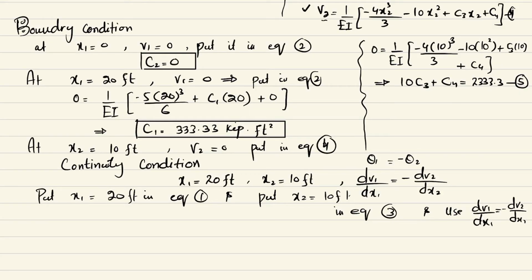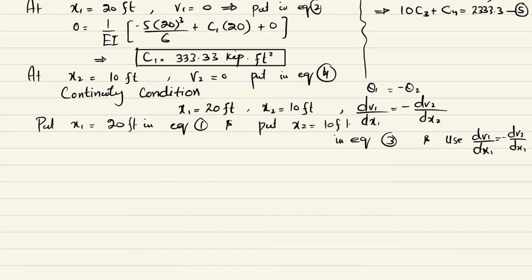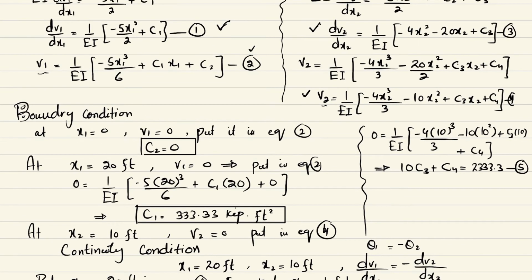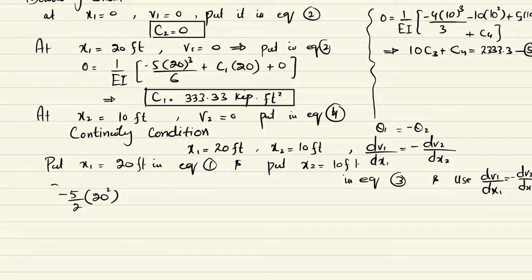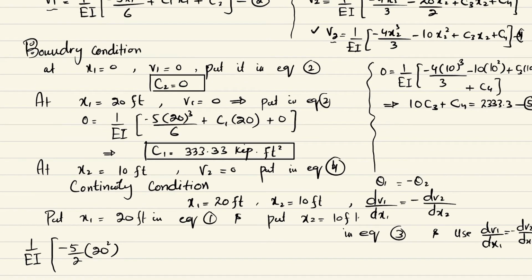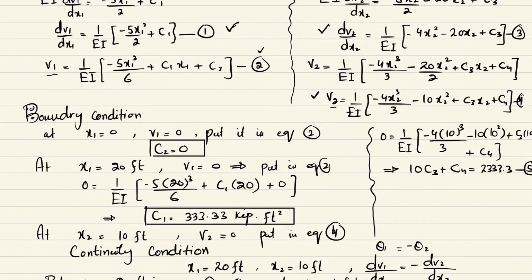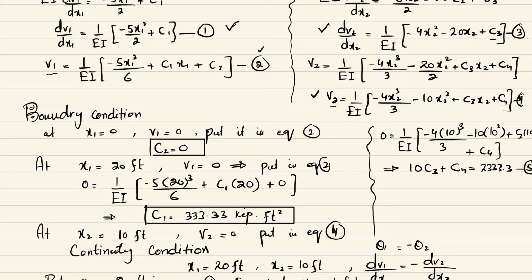So I will put the value: dv1 over dx1 will be equal to 1 over EI times minus 5 x1 square over 2, with x1 equal to 20, plus C1, and C1 is 333. This is dv1 over dx1. Now dv2 over dx2, this is the formula. So you have to put the value of C3 as well.